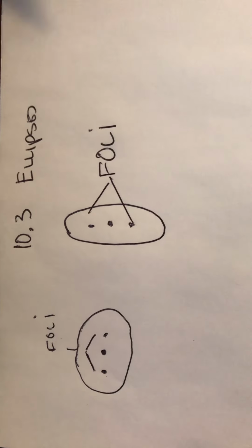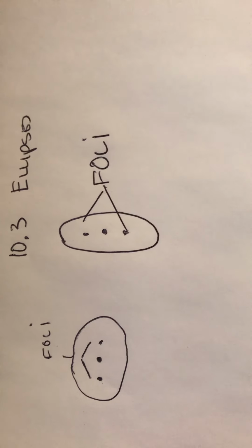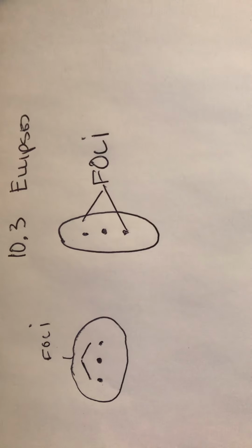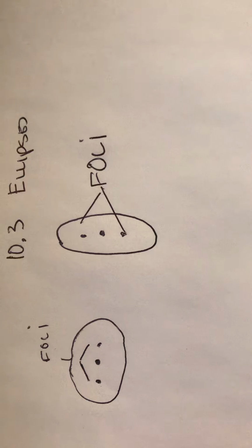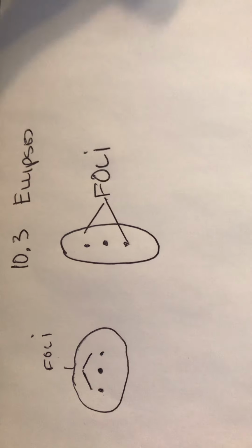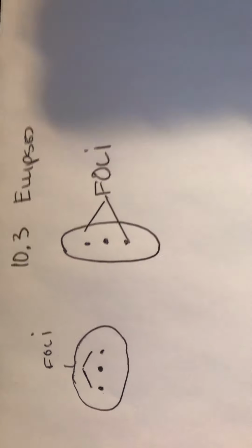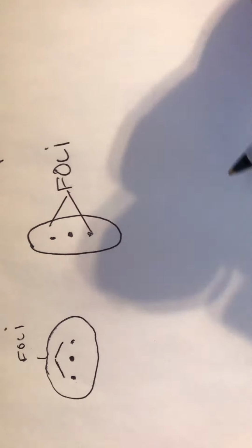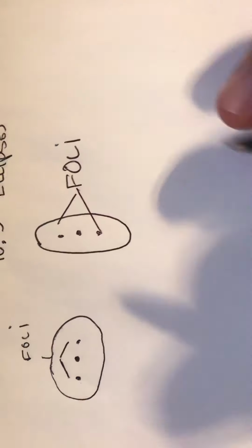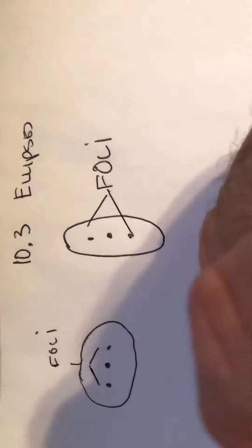The definition of an ellipse is that an ellipse is a set of all points in a plane, the sum of whose distances from the two fixed points, i.e. the two foci, is constant. Okay? Now some important things to know about an ellipse.